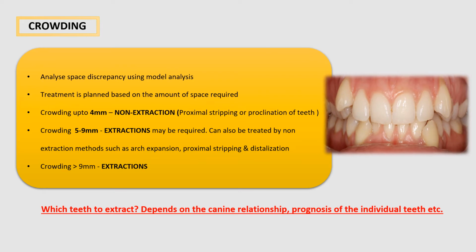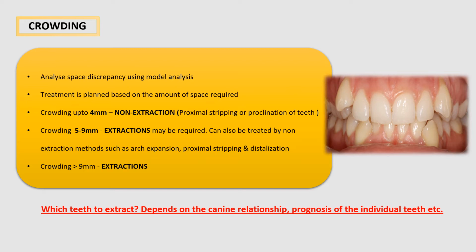So, if you find crowded teeth, how do you go about treating this? Initially you will perform a space analysis to find out the discrepancy between the tooth material and the arch length, and the results of the model analysis will give you a better idea of how to treat this particular individual. If you see a crowding of up to 4 millimeters, then probably it's easier to treat this using non-extraction approaches, which include proximal stripping, or you can procline the anterior teeth to relieve this crowding.